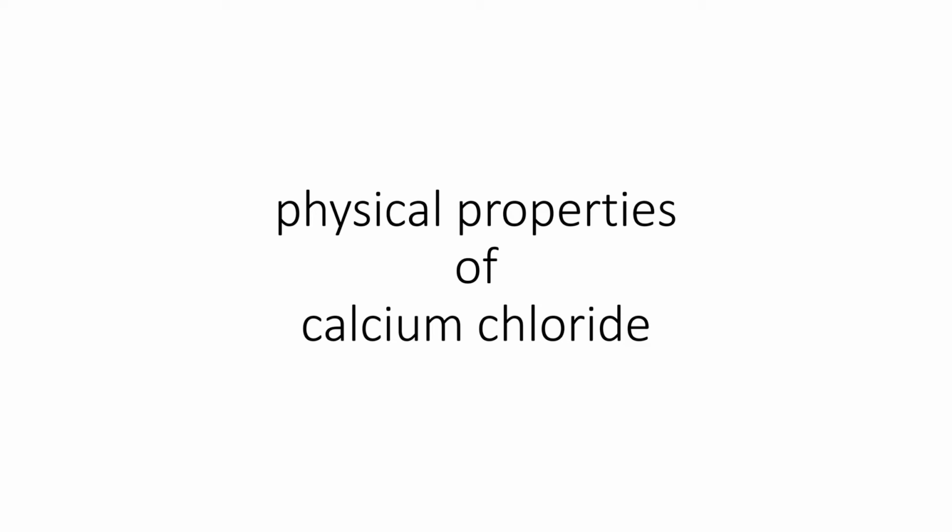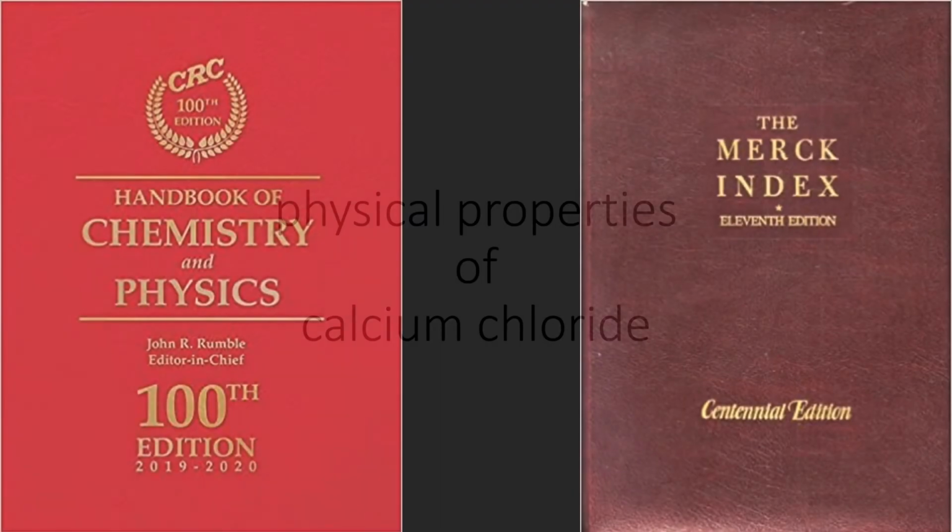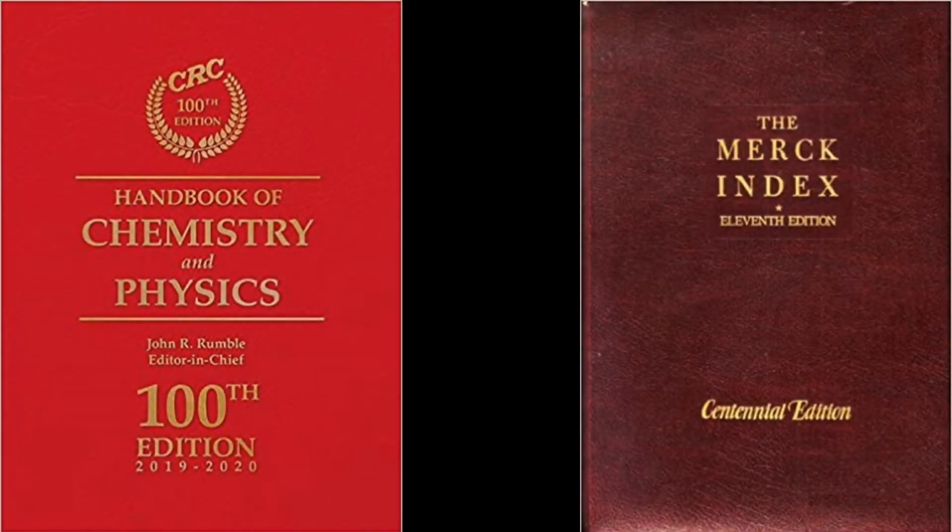Once those atoms get together in an enormous population, that population takes on its own personality. The personality of a huge population of atoms is called the physical properties of that compound. You could look up physical properties for things like calcium chloride in a reliable handbook like the CRC handbook on the left or the Merck Index on the right.